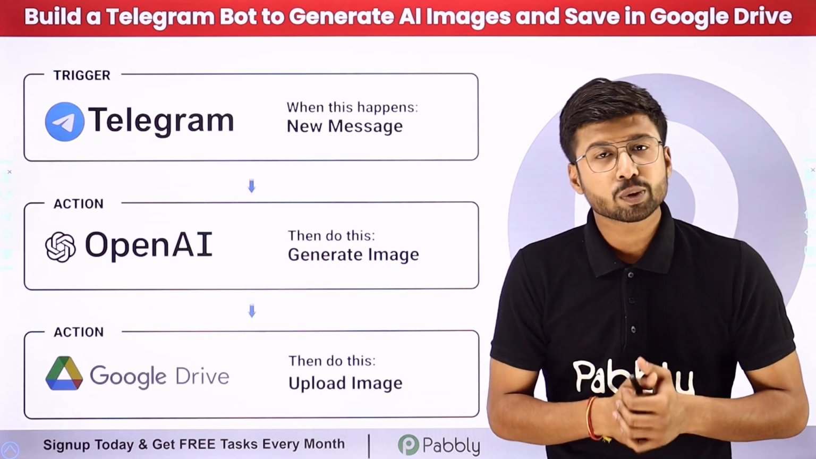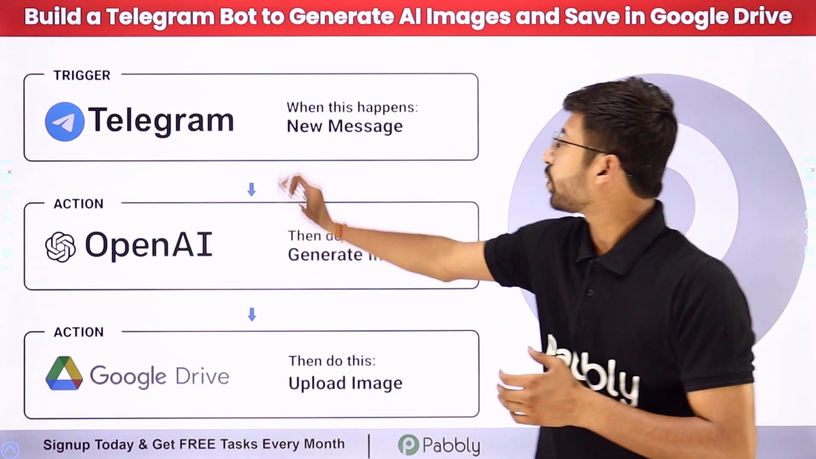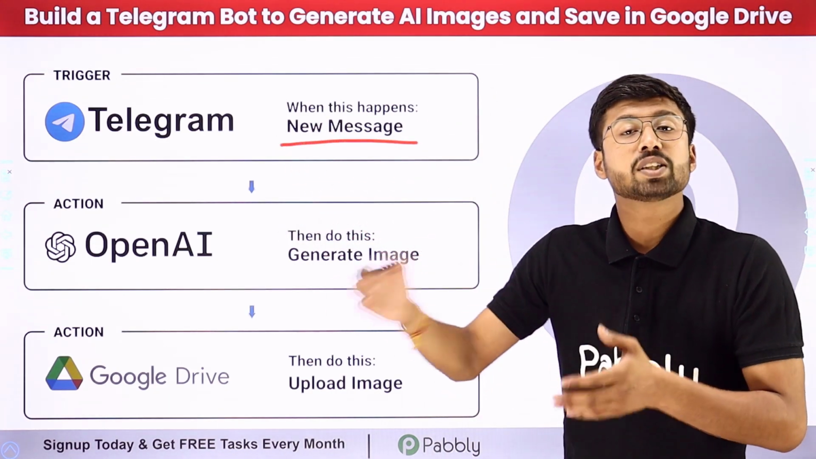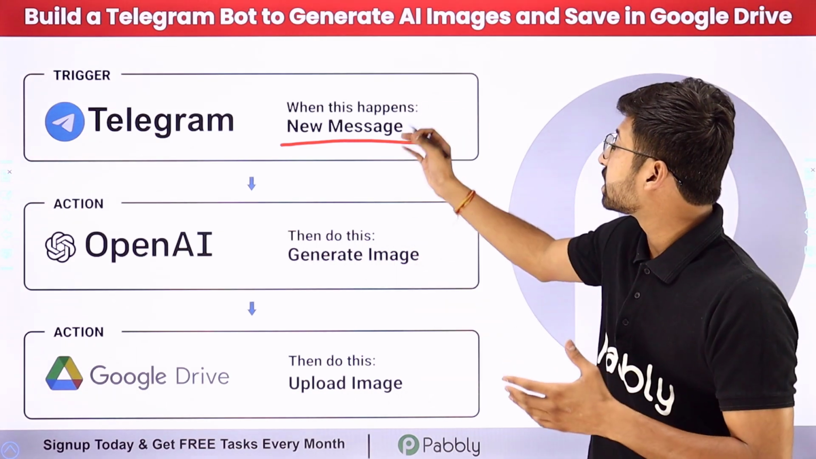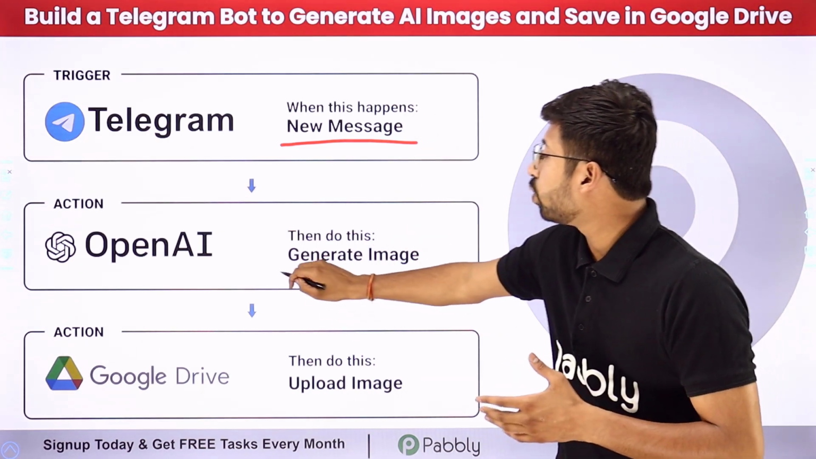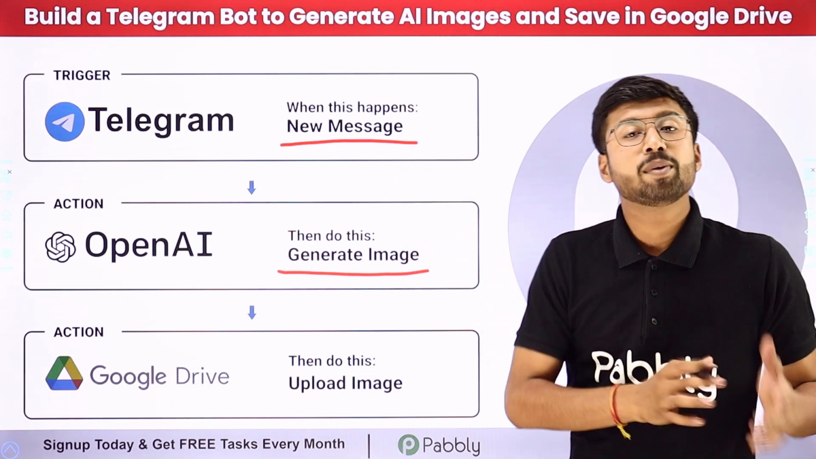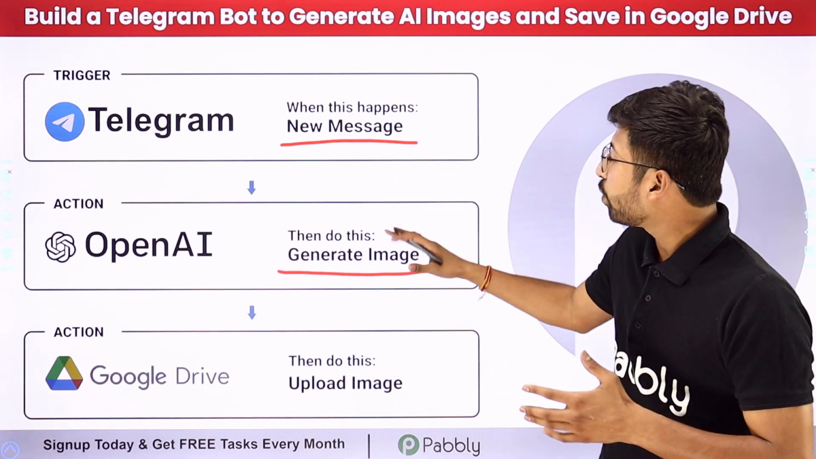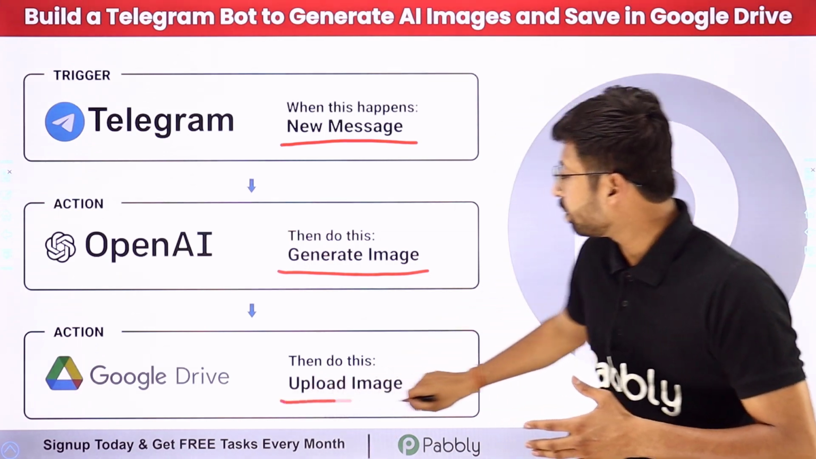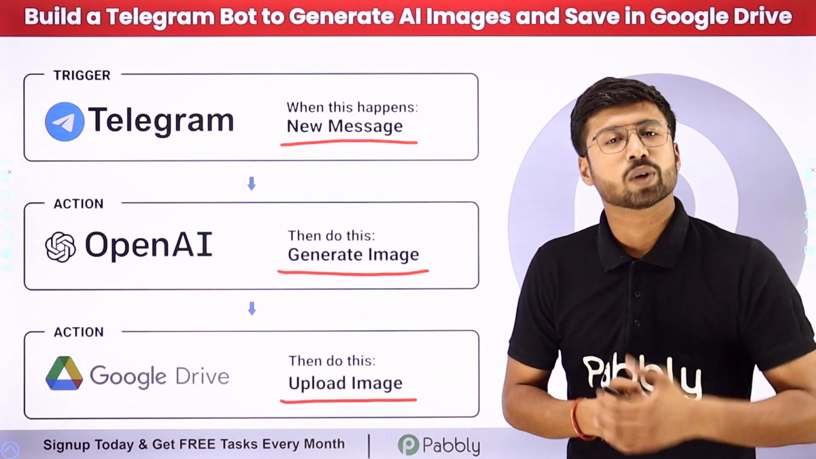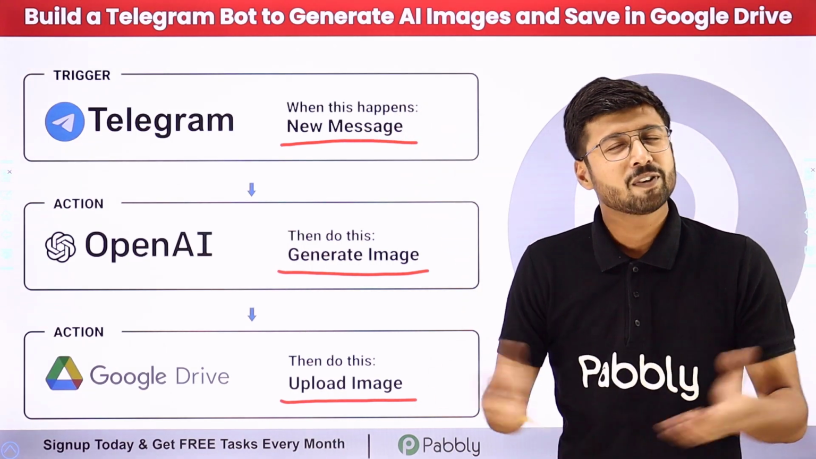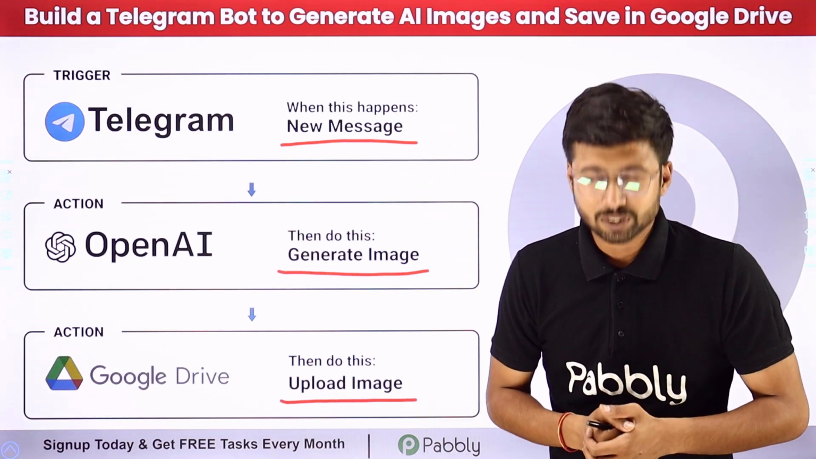You can set up a simple automation in which you just have to create a Telegram bot, and whenever you send a message as a prompt to this Telegram bot, automatically the same message, the same prompt will be sent to OpenAI's DALL-E and a new image will be generated using DALL-E AI. And after generating the image, we are going to upload the same image in our Google Drive folder as well. Now, if you want to learn how you can set up this automation all by yourself, for that you just have to come with me to my screen.